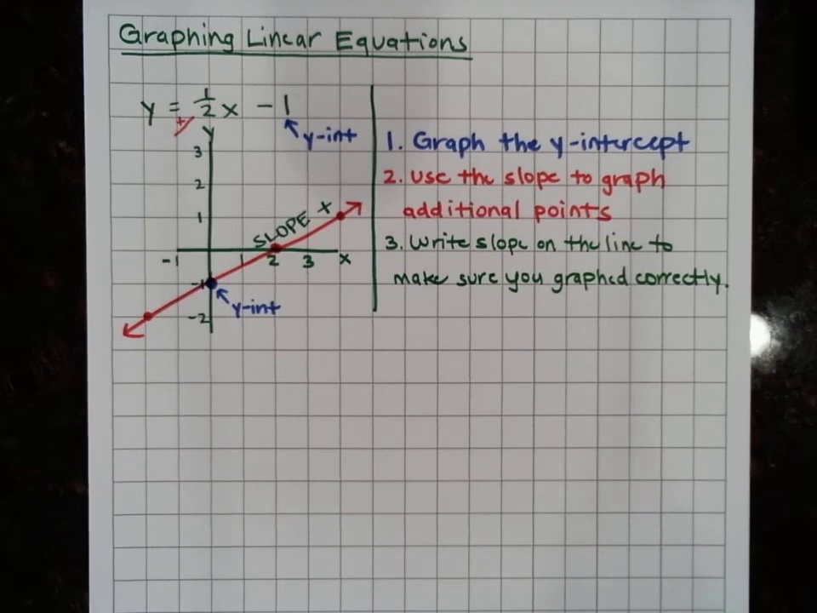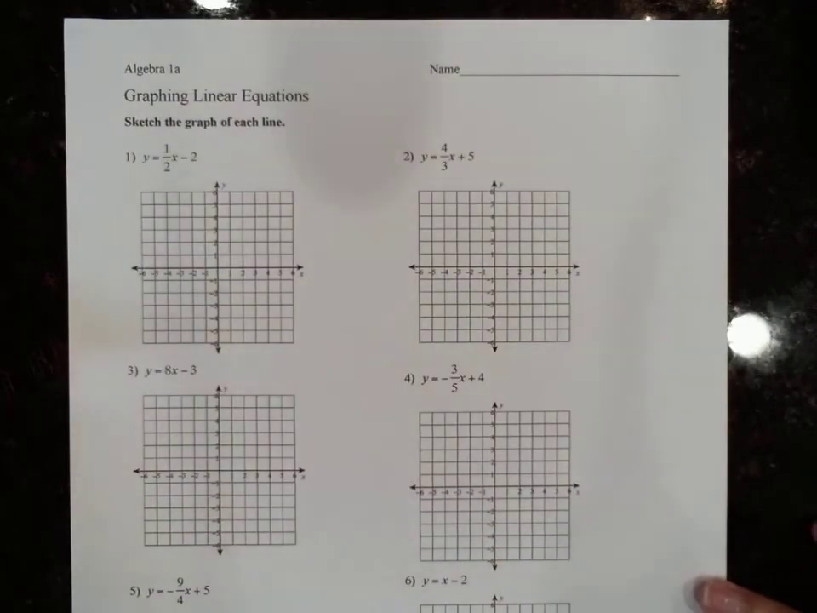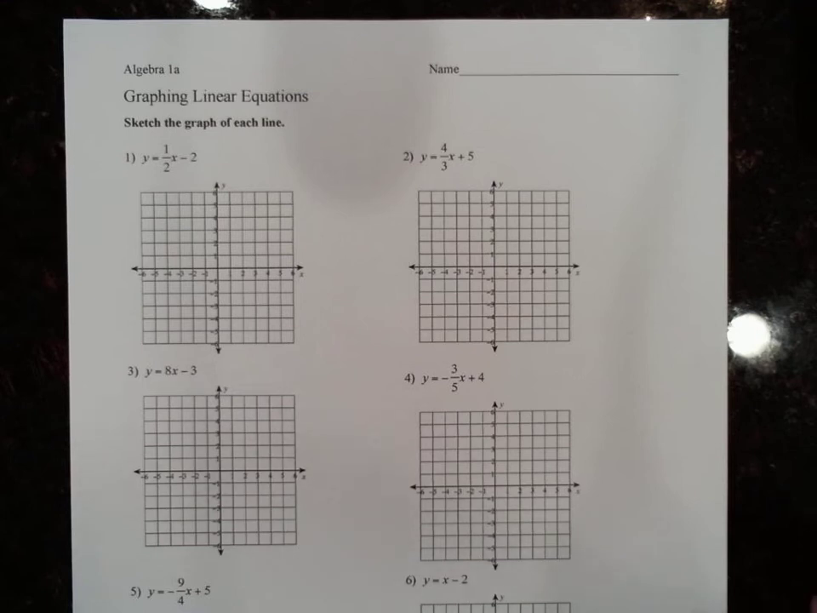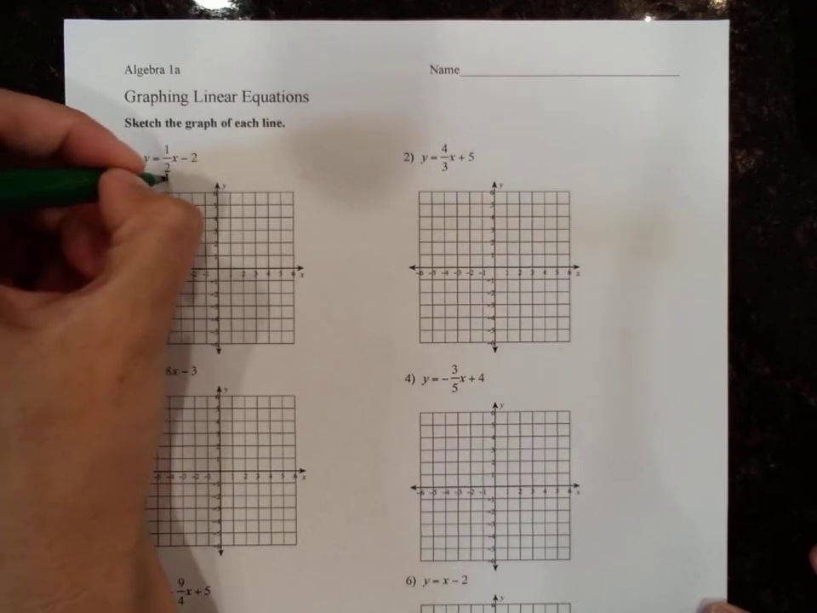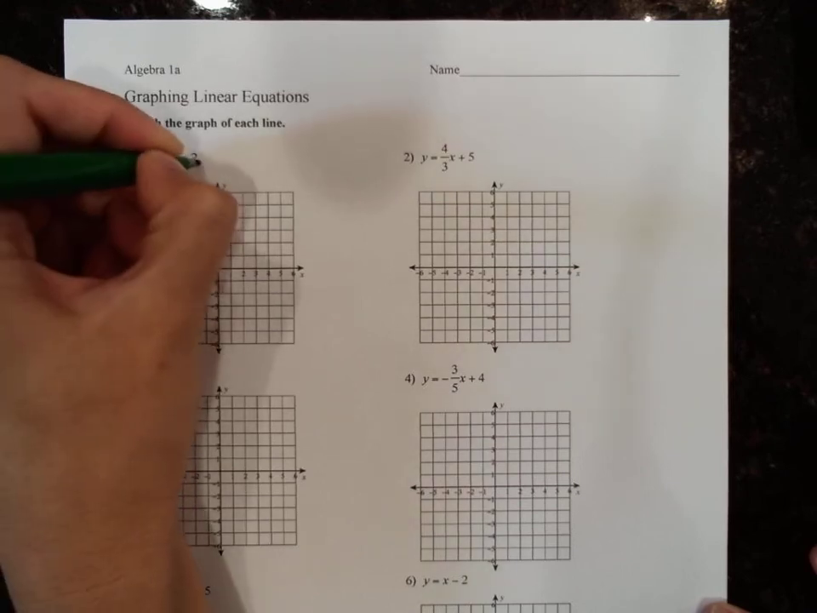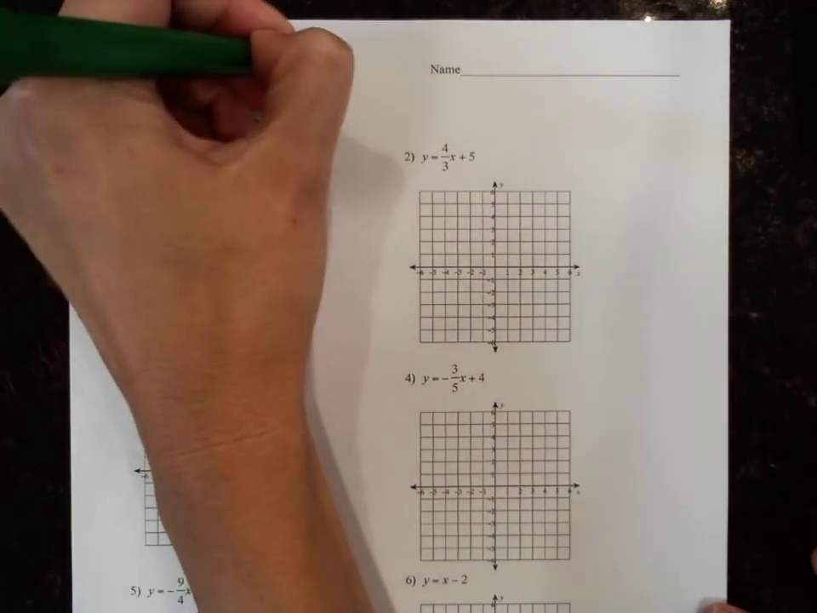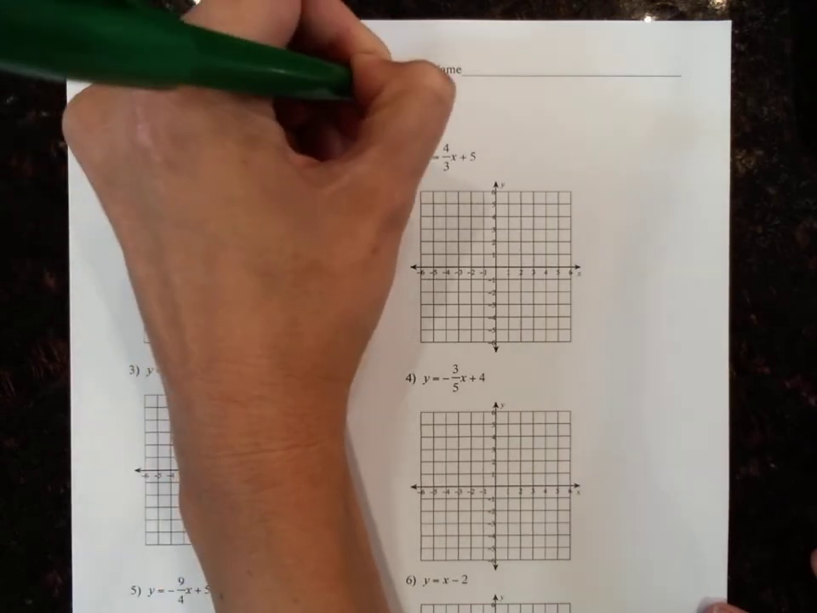Okay, let's go ahead and look at a problem on your assignment. So graphing linear equations. We have y equals 1/2 x minus 2. So let's identify the parts of the equation. So this is our slope, and this is our y-intercept, right? Because y equals mx plus b. m is the slope, b is the y-intercept.